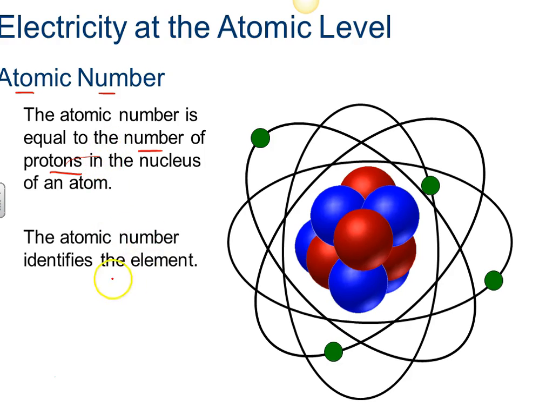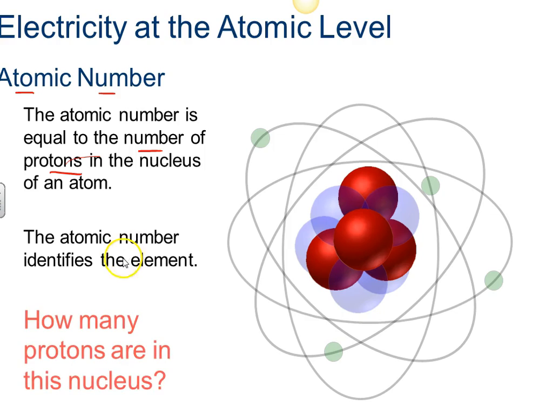The atomic number identifies the element. If something happens to the atom of an element that causes its number of protons to change and its atomic number changes in response, then we actually have a new element. So how many protons in this nucleus? A little bit difficult to see the diagram, but we can say we've got a proton here, 2, 3, and 4 protons. So this would be a 4.